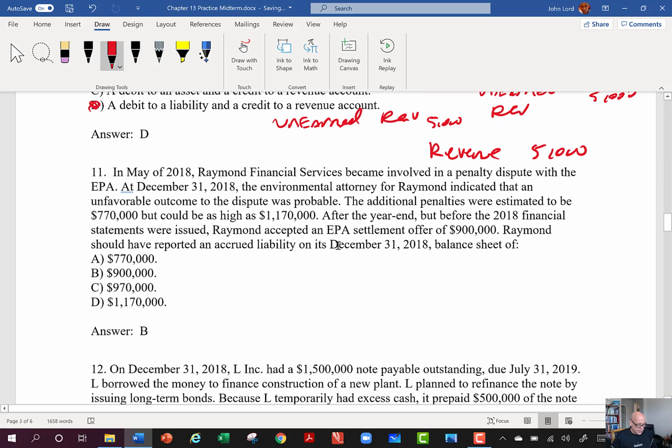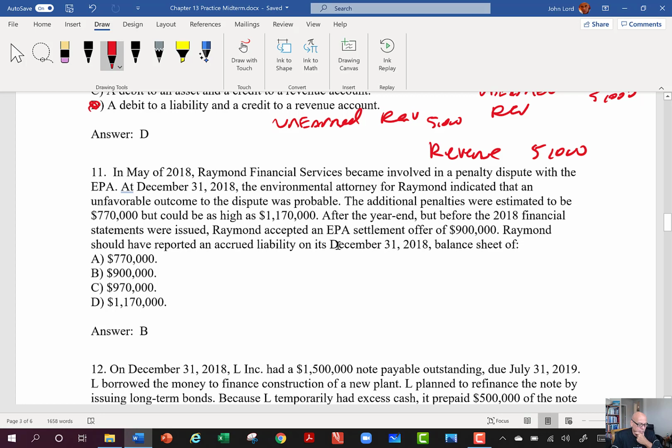Okay, good. Number 11. In May 2018, Raymond Financial Services became involved in a penalty dispute with the EPA. Okay, just makes you wonder how the EPA got involved with an outfit named Raymond Financial Services. It seems like it should say Raymond Coal Company or Raymond Drilling for Oil Company, but somehow this financial services company got in a dispute with the Environmental Protection Agency. I'm not sure how that happens, but anyway, I'm sure you could be called Raymond Financial Services and have some environmental impact somehow.